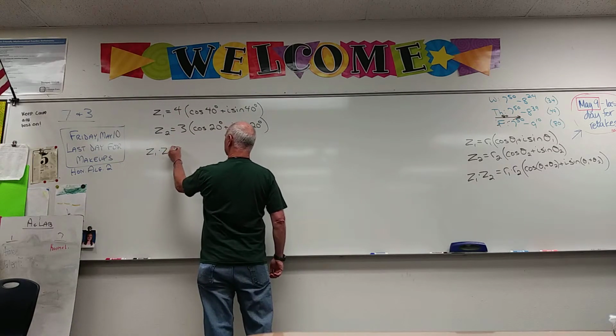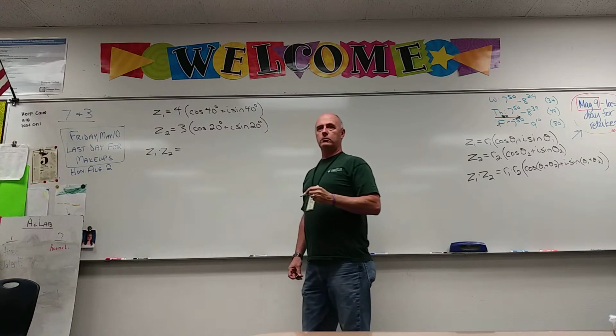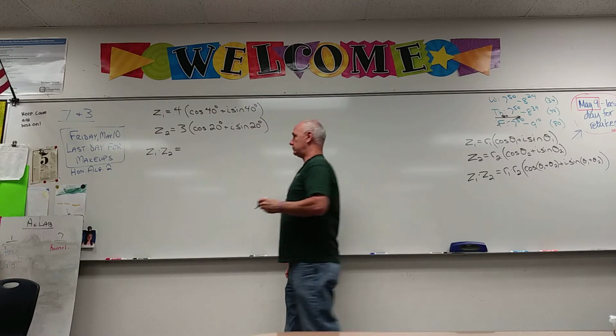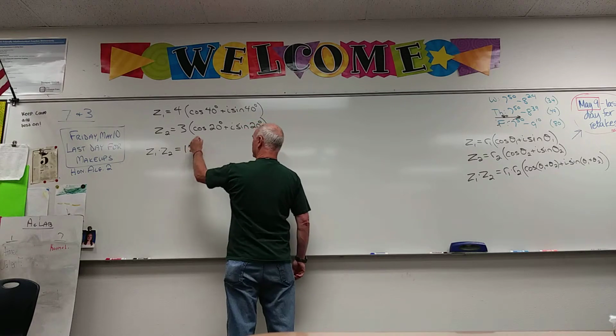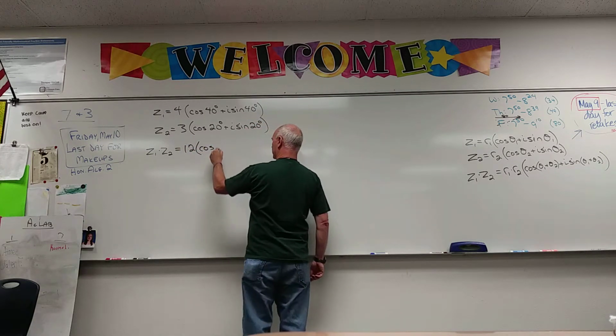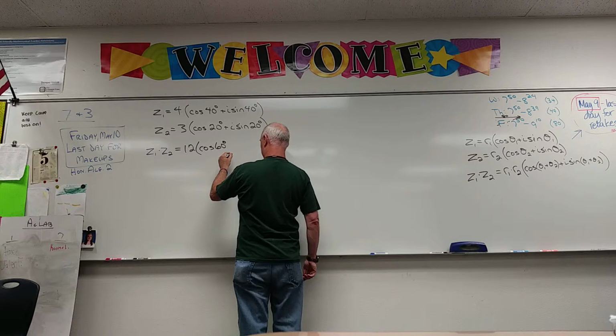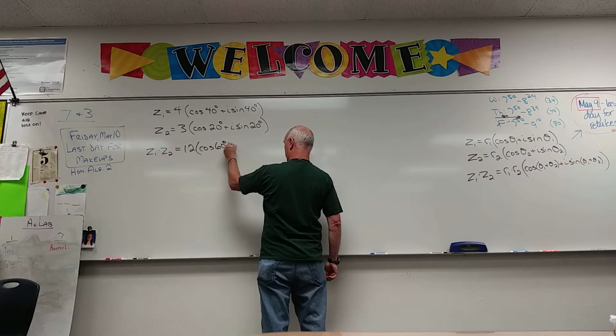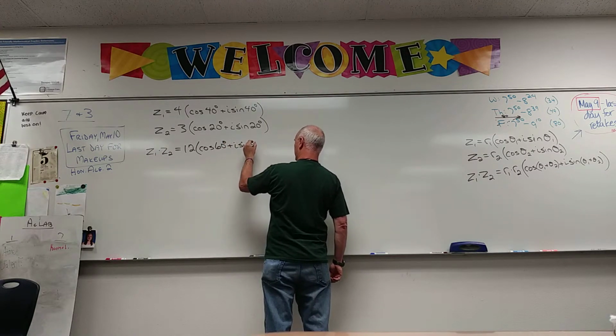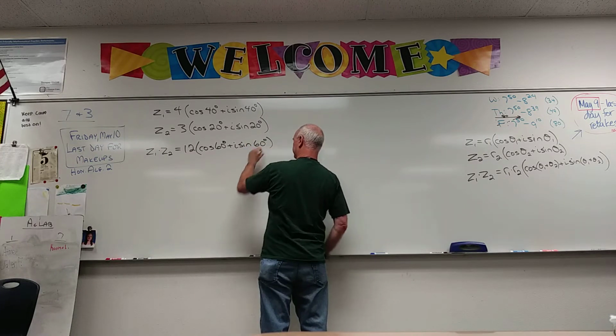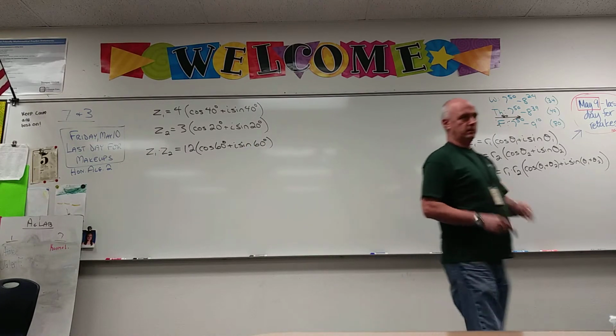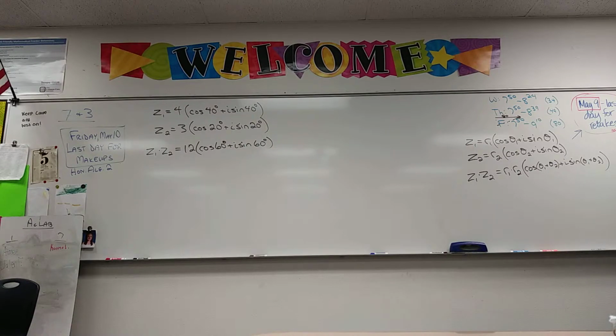So back to this problem. z1 times z2 would be 12 times the cosine of 60 degrees plus i sine of 60 degrees. That's a lot less messy. That's not that bad, right? We multiplied the r's and added the thetas.